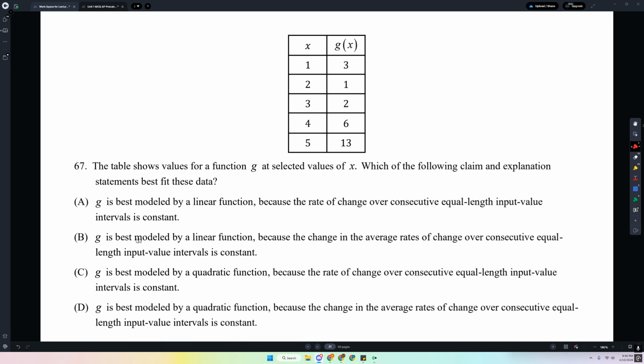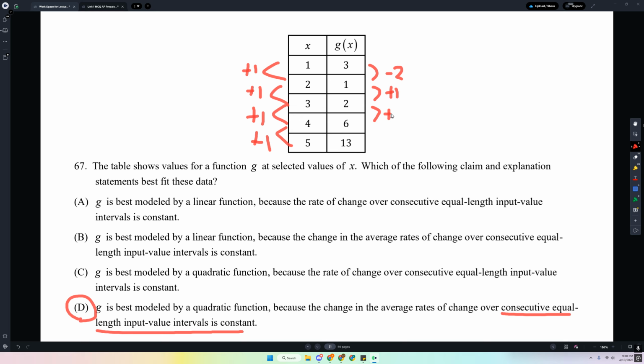So now we're gonna look at it. Everyone chose D, which was correct. And the way you would do this is you would look at first the X, so we see it's going by +1 each time. So we know the second part, consecutive equal length intervals is constant, is true. Our second part, this goes -2, this goes +1, +4, and +7. And then, as you see, this isn't linear because we see it's not constant.